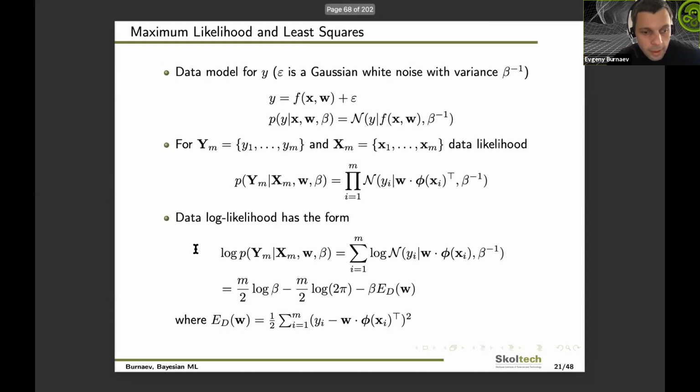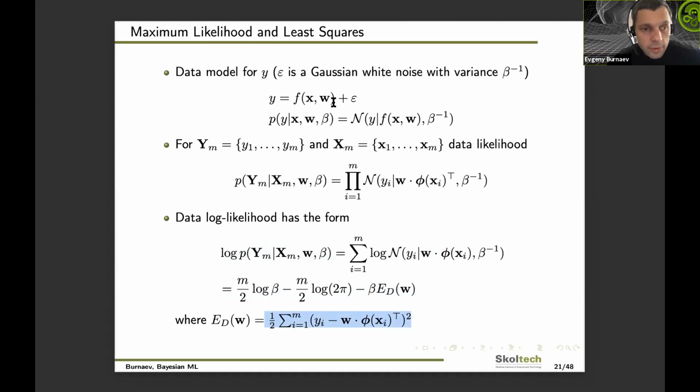So it's obvious that in order to estimate the parameters of the function, we need to estimate W by maximizing the log likelihood. But in this expression, only the last term depends on W. So maximization of the log likelihood is the same as minimization of the sum of squared residuals. This is the equivalence. And this happens, of course, only because of the assumptions.